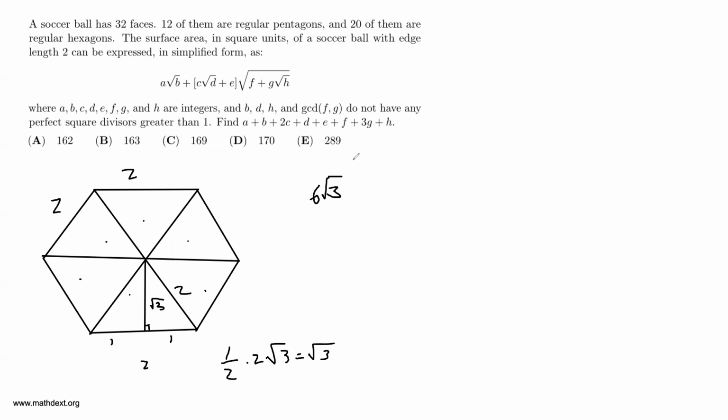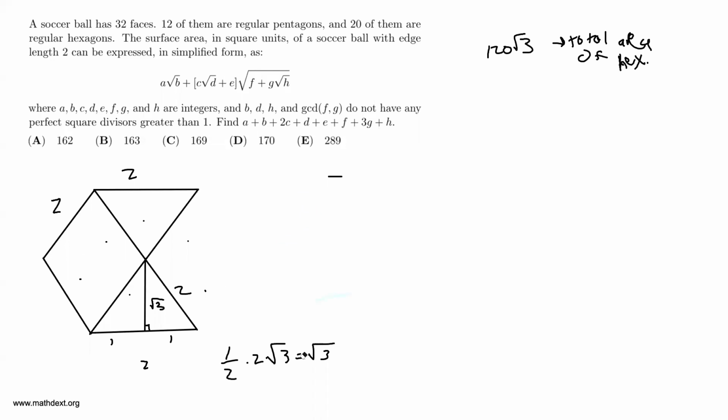But since we have 20 hexagon faces, we have to multiply this by 20 because each of the 20 hexagon faces has this area, and we have to count all of them. And we get that 120 root 3 is the total area of all the hexagons. Okay, so that was the easy part.